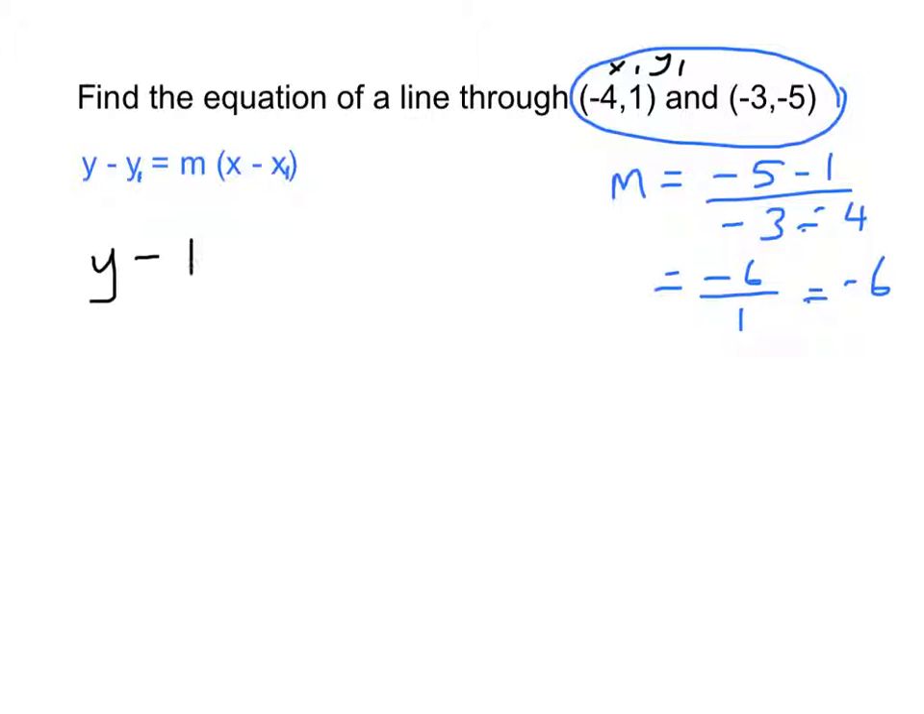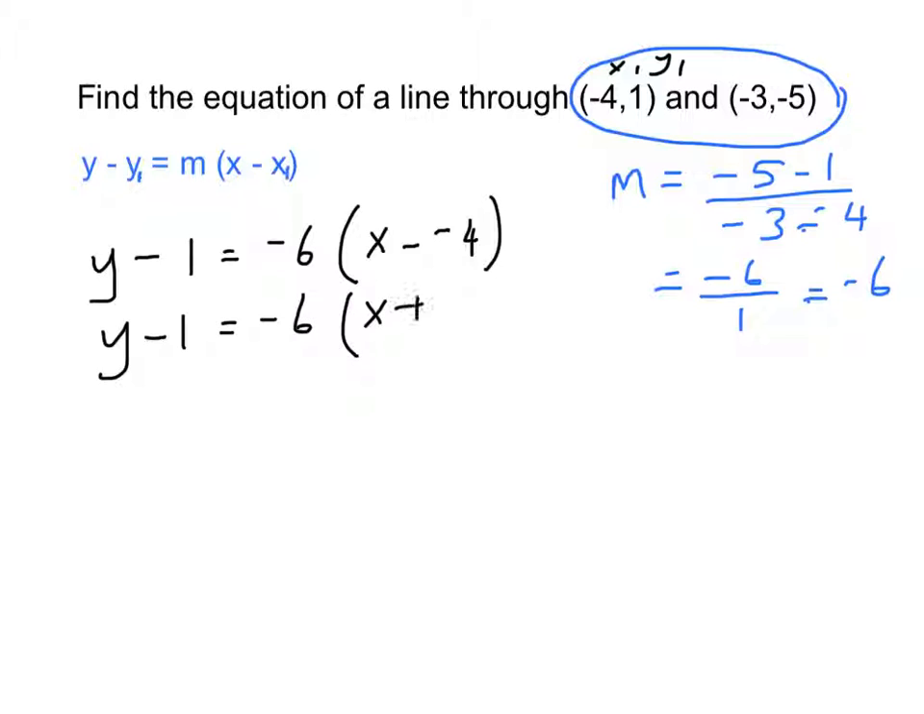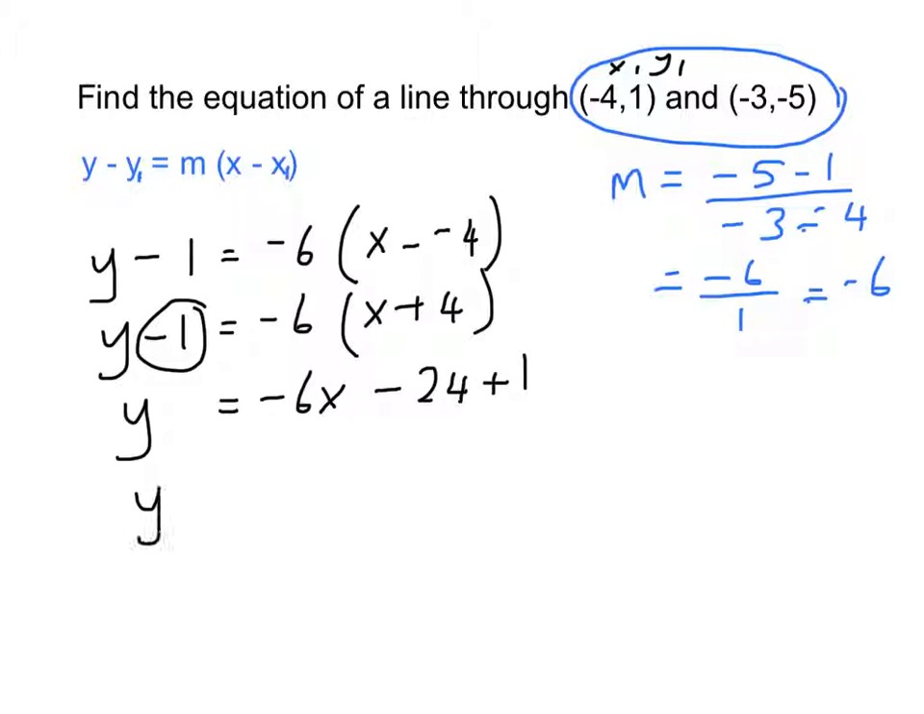Y minus 1 equals negative 6, x minus negative 4. Y minus 1 equals negative 6, x plus 4. Y equals negative 6x minus 24, and this becomes a plus 1 on the other side. Y equals negative 6x minus 23. Hope you got the same answer there.